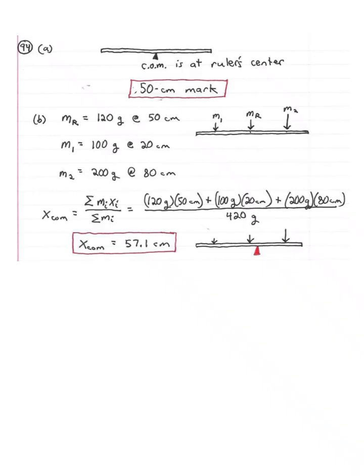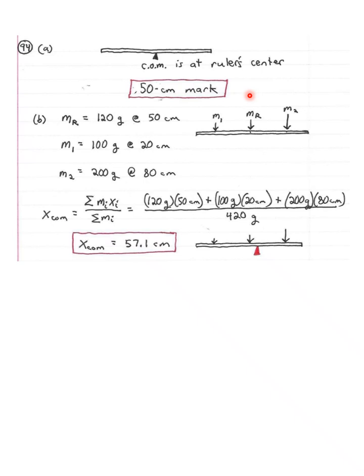Now, question B. Where is the balance point if you place an additional 100-gram mass at the 20 centimeter mark and a 200-gram mass at the 80 centimeter mark? So you look at my picture, the little subscript there in the middle is R, the mass of the ruler. And for purposes of the center of mass equation, we're going to say that the mass of the ruler is concentrated at its center of mass, so at the 50 centimeter mark.